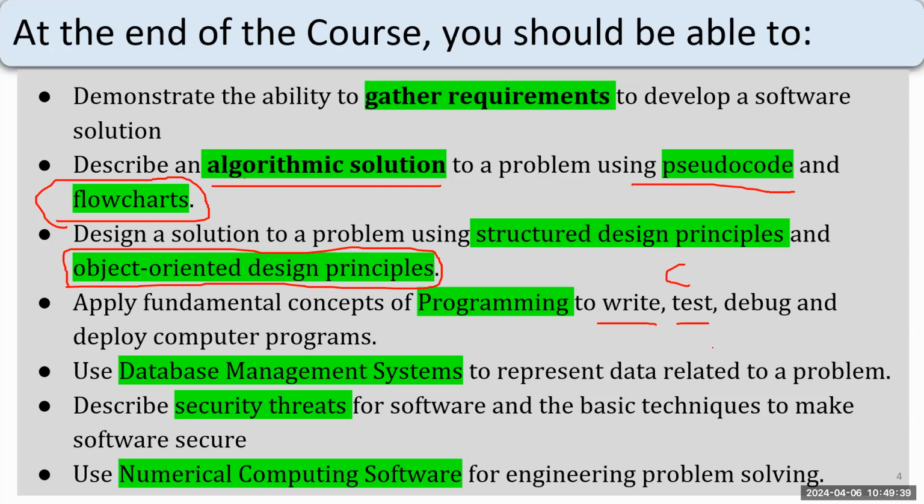Testing means whether it gives the proper result that we expect. Debugging means we will check one by one, at a time, whether it gives the correct answer or the correct result we expected. And finally, deploying the computer program. That means how we can finalize the system that we were given.